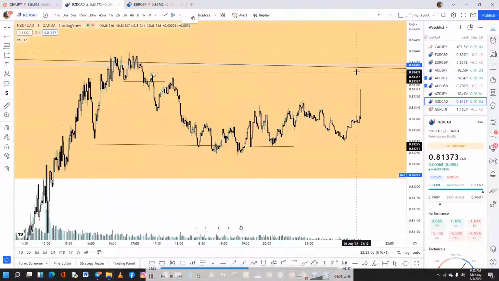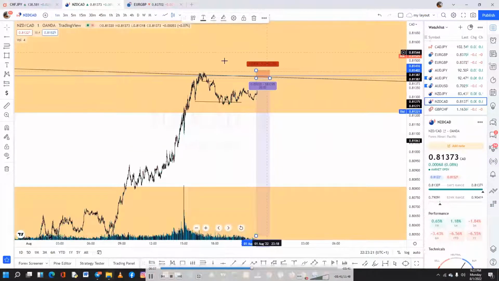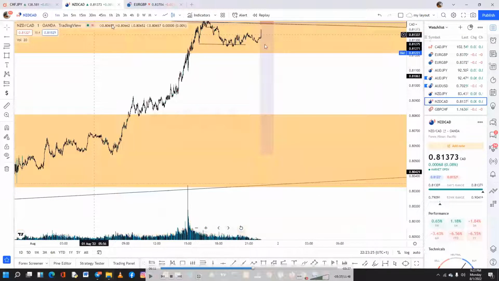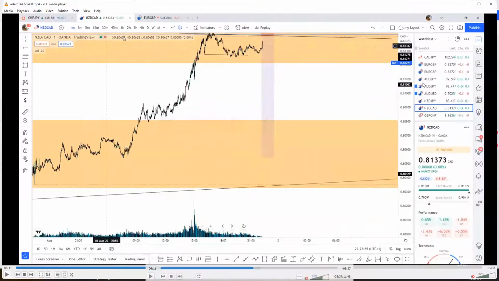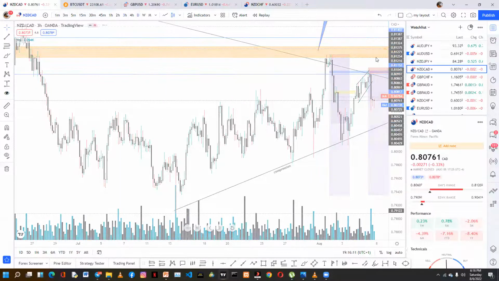So in here we have a low resistance liquidity. Okay. All right. So as you can see, that was the setup. Okay. Now I explain this way.